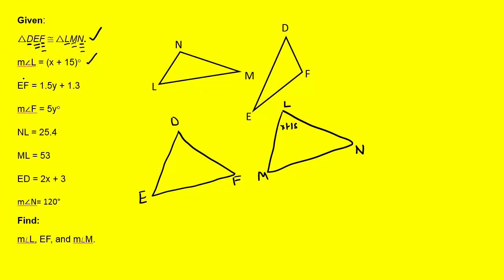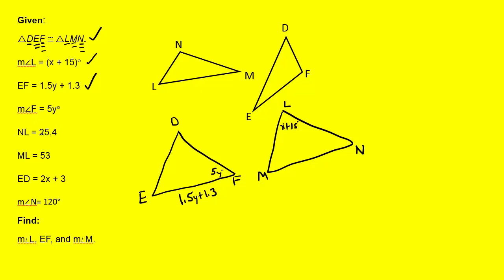EF, without the bar above it, means that we're talking about the distance or the length of this segment. So EF, which is this segment here, is going to be represented by 1.5y plus 1.3. So I'm going to write that here. I'll put a check mark here because I took care of that one. The measure of angle F is 5y. F is here, so I put 5y degrees. I didn't put the degree measure here, but that's fine. I'll put it here and here, so they both represent measures or degrees for the angle.